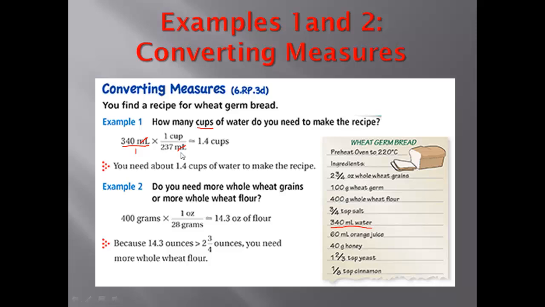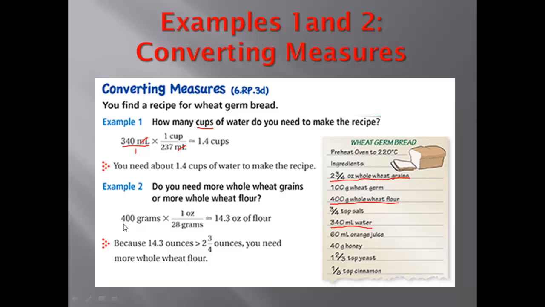For our second example, do you need more whole wheat grains or more whole wheat flour? So if we look at our recipe, you can see that we need 2 3/4 ounces of whole wheat grains, and we need 400 grams of whole wheat flour. So if we start with 400 grams, we need to convert that to ounces so that we can compare it to the grains. Our conversion between ounces and grams is 1 ounce is about 28 grams.